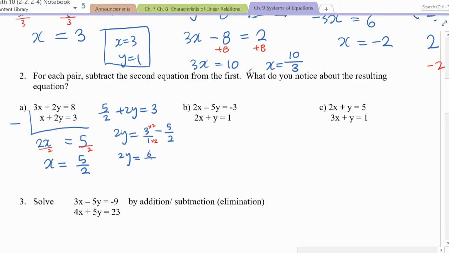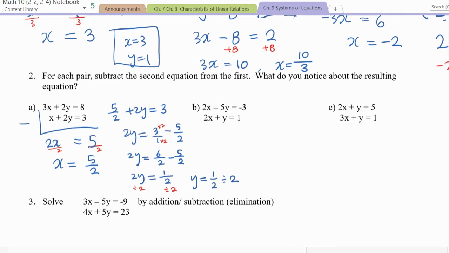Then 6 over 2 minus 5 over 2. Then 2y is 6 minus 5, which is 1 over 2. Okay, let's divide both sides by 2. Then y will be isolated.